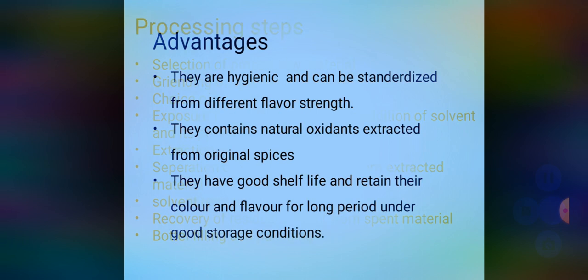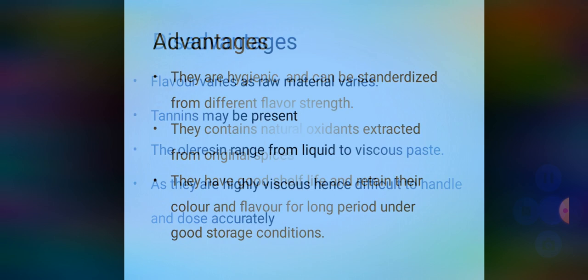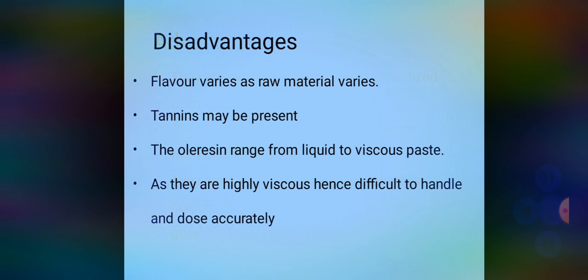So what are the advantages of oleoresin? The first, they are hygienic and can be standardized for different flavor strength. They contain natural antioxidant extracted from original spices. They have good shelf life and retain their color and flavor for a long period under good storage conditions. What are the disadvantages? The flavor varies as raw material varies. Tannins may be present. The oleoresin ranges from liquid to viscous paste, and as they are highly viscous, they are difficult to handle, and difficult to dose accurately in our food material.